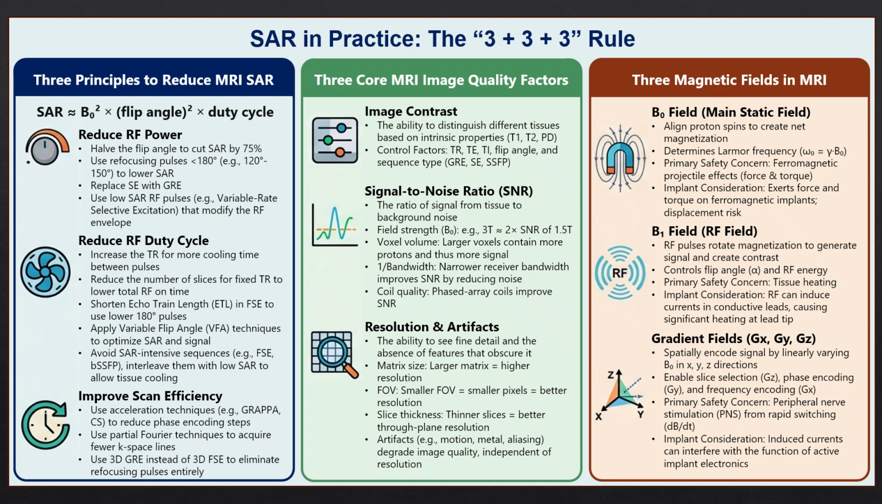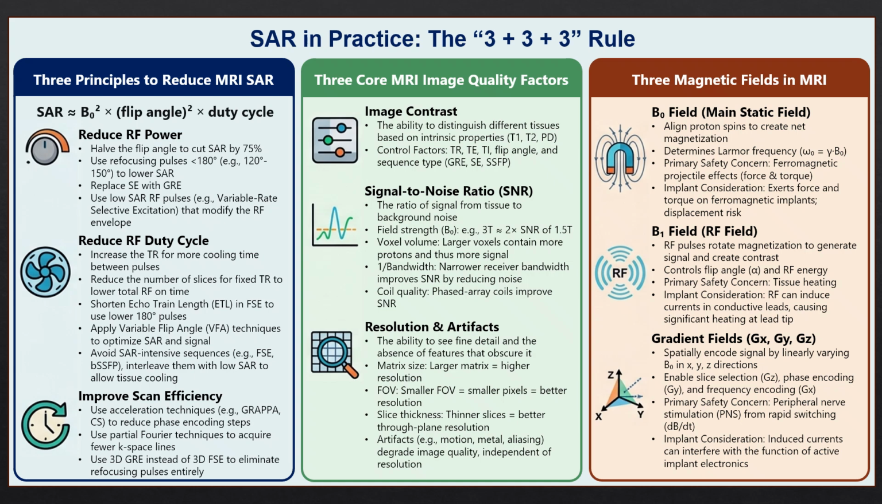First, 3 principles to reduce MRI SAR. SAR is mainly driven by RF power, which depends on factors like field strength, flip angle, and duty cycle. To reduce SAR, we lower RF power by reducing flip angle, using refocusing pulses below 180 degrees, or switching to lower SAR sequences like GRE. We also reduce duty cycle by increasing TR, reducing slices, shortening echo train length, and using variable flip angle techniques. Finally, scan efficiency can be improved using acceleration methods like parallel imaging and partial Fourier to reduce total RF events.